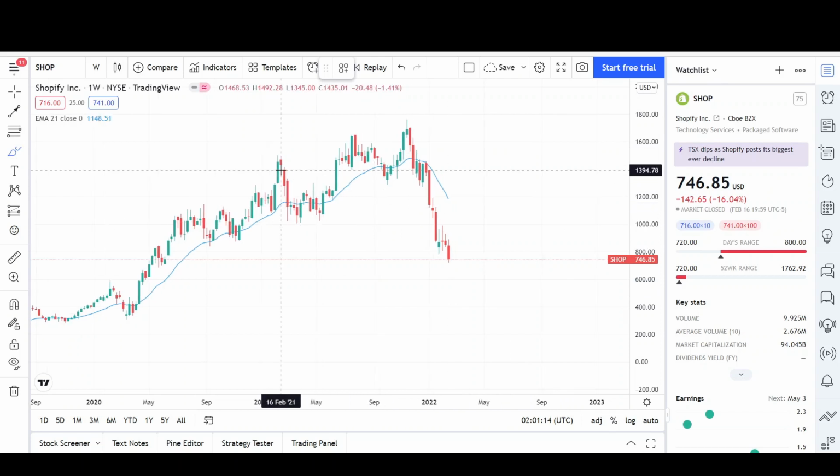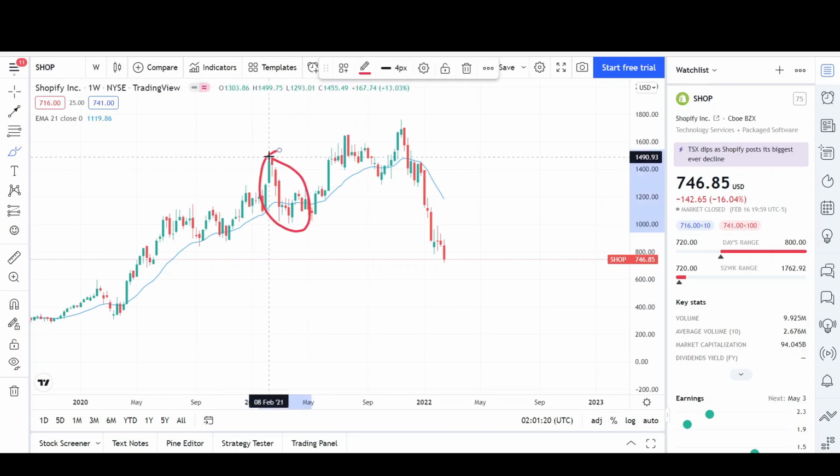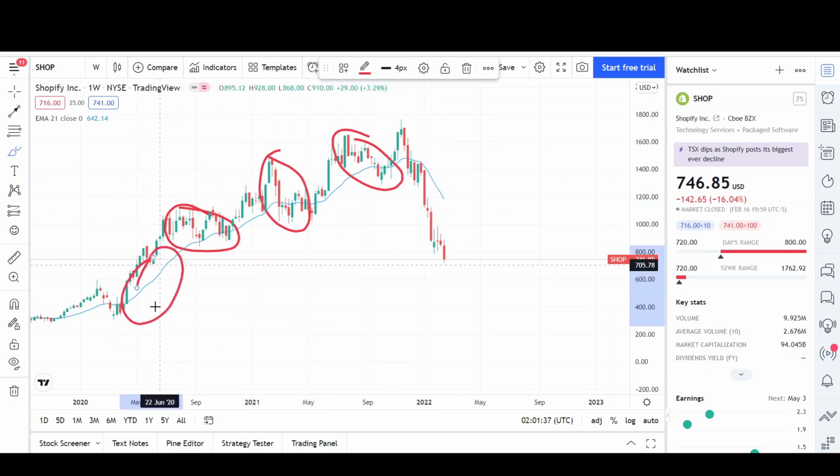But if I were to give a counter argument, the counter argument would be that you can see that previous corrections weren't as harsh, and if we got below the EMA, we got it back above it pretty quickly. This was a correction right here also. This is a correction. So the corrections aren't as harsh. This one is really far down now, and it's very aggressive selling, and there's a big empty space over here that Shopify can travel down to.